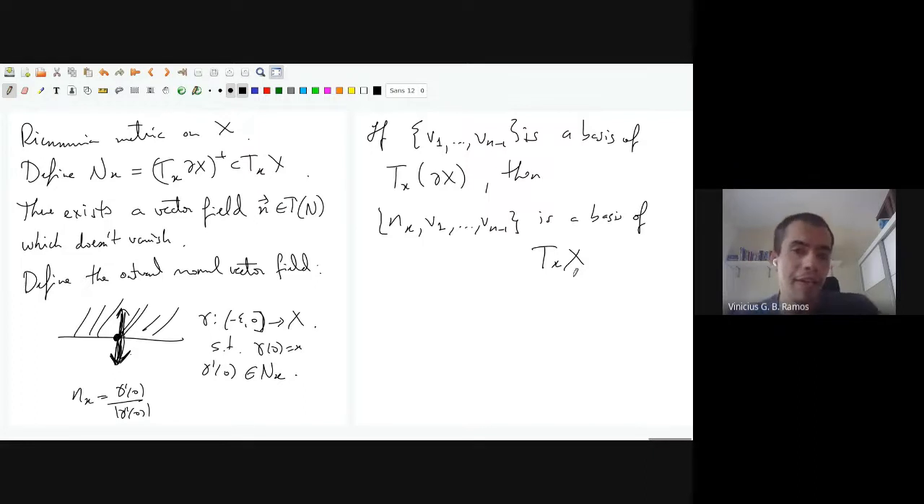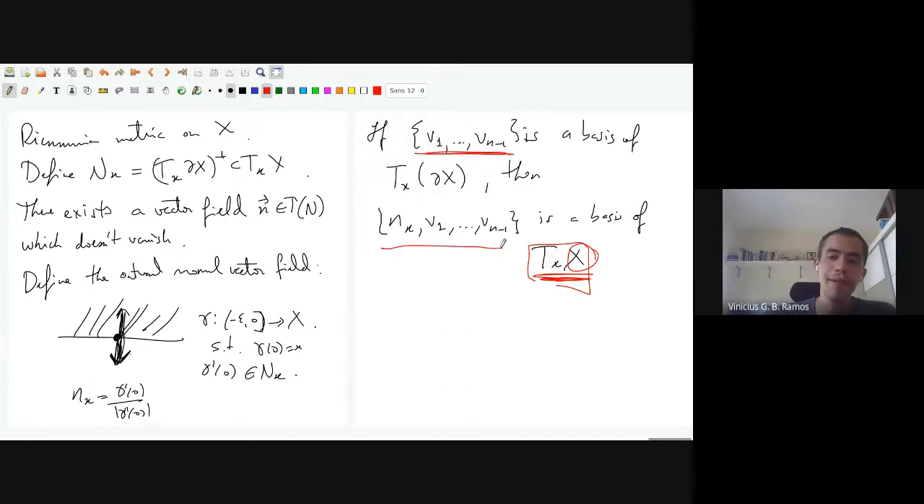So now, if you have an orientation that's chosen on X, then that means you have an orientation that's chosen on this tangent space. So you can say that this basis here is positive if this basis here is positive. And vice versa, this basis here is negative if this basis here is negative. Okay, and that's well defined.